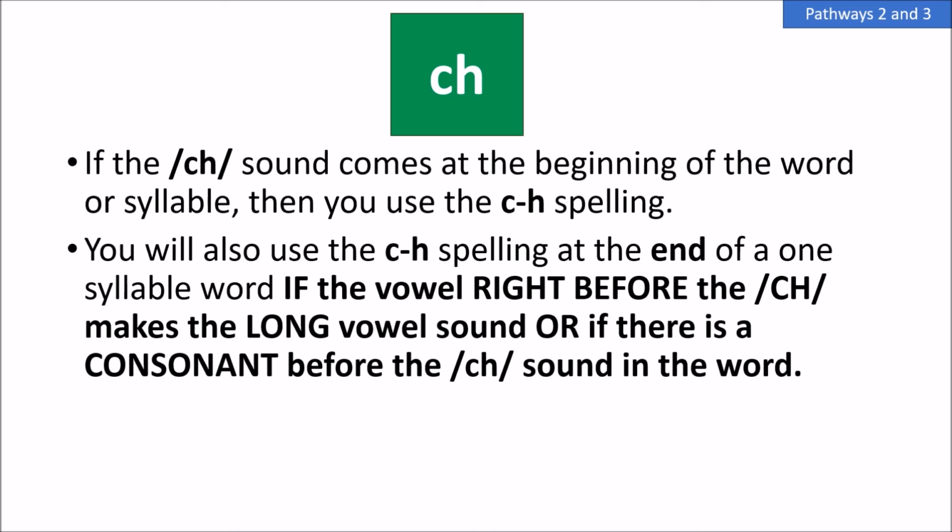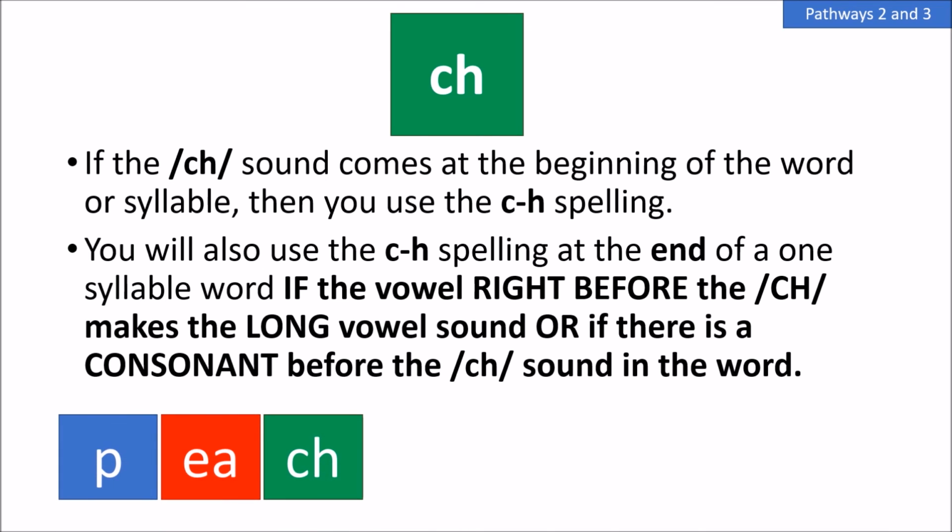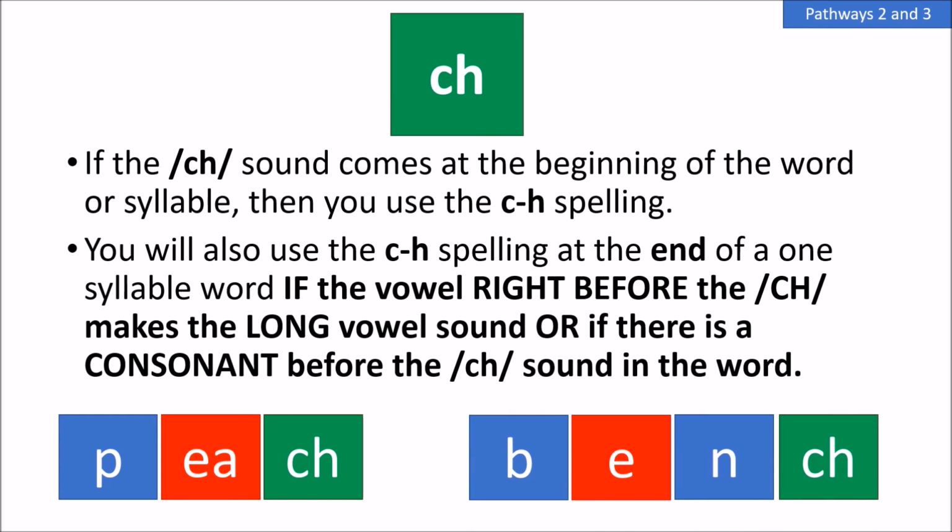For example, in the word peach, we hear the long vowel sound E before that ch sound. Because we hear that long vowel sound, we spell the ch sound with CH. Another example is in the word bench. Even though we hear the short sound, the sound that comes right before the ch is n, which is a consonant sound. Anytime there is a consonant just before that ch sound, you are going to spell it with the CH spelling.